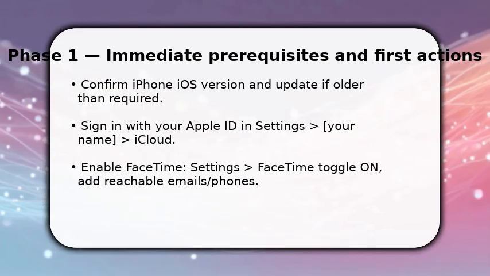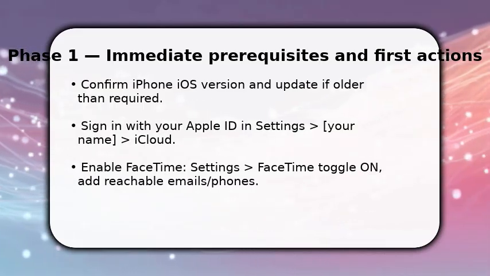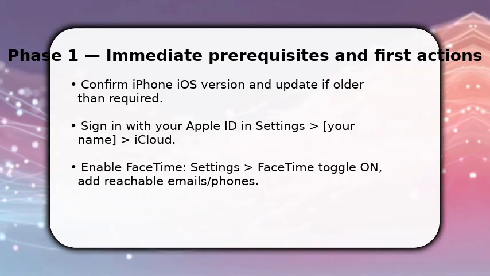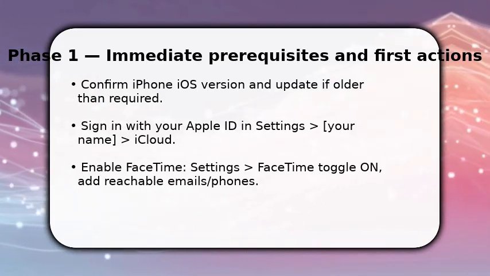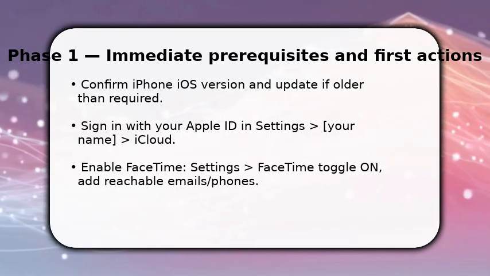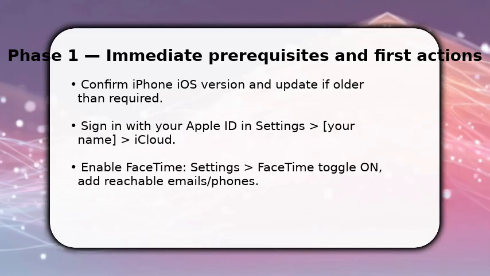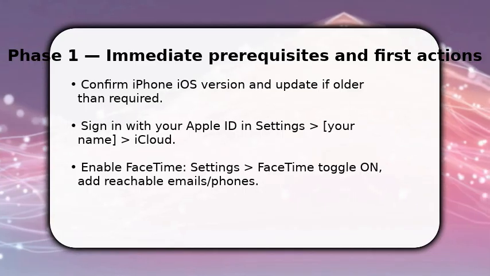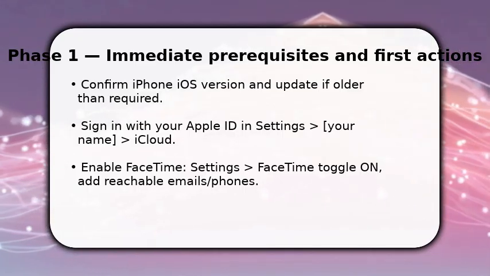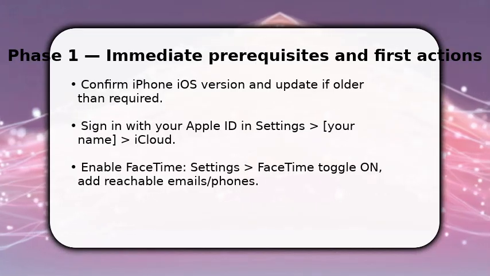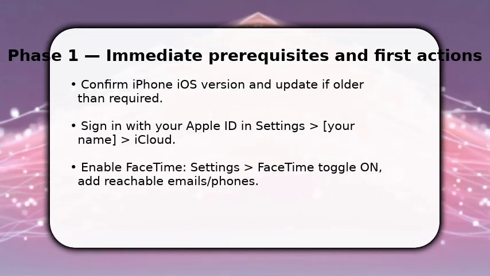You start by making sure your device and account can use FaceTime. Check iOS for updates because FaceTime relies on current system services. Update now if prompted. Next, sign into your Apple ID in Settings so contacts and reachability sync. Once signed in, go to Settings, FaceTime, and flip the toggle on, then add the phone numbers and emails you want people to call. This sets up the signaling identity FaceTime uses, which prevents call failures later.